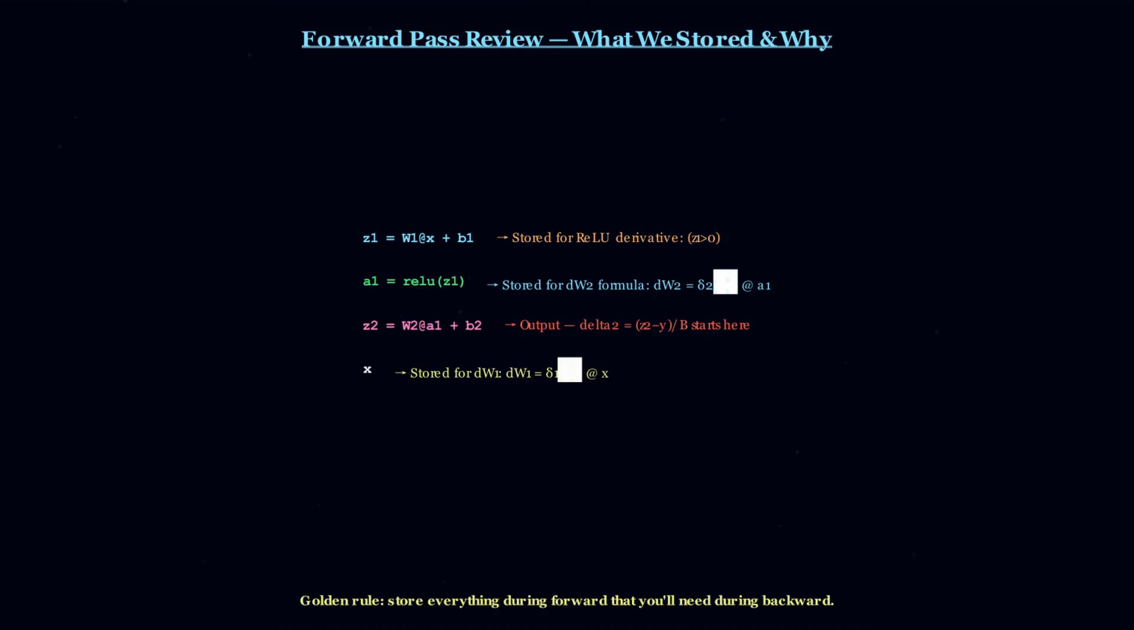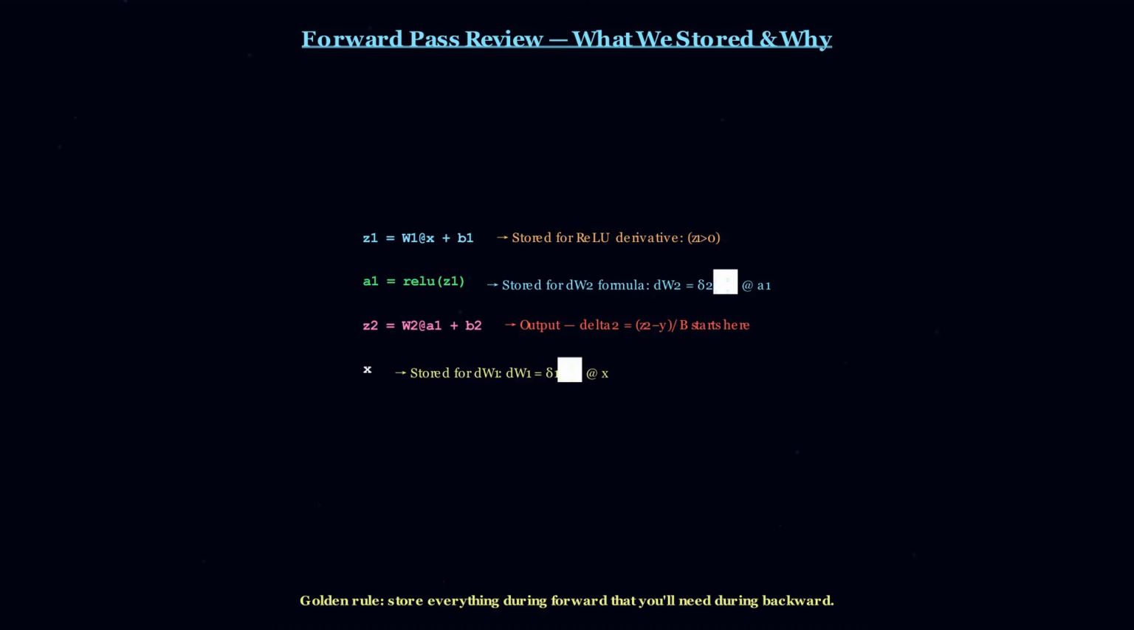We stored a1 because the gradient of the loss with respect to w2 involves a1. It appears in the weight gradient formula for layer 2. z2 equals w2 times a1 plus b2. This is the raw output. For MSE loss, the output is z2 directly. For cross-entropy, the loss is computed from z2 through softmax. Either way, this is where the backward pass starts.